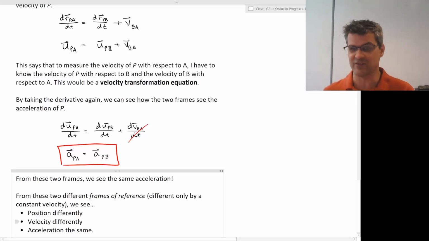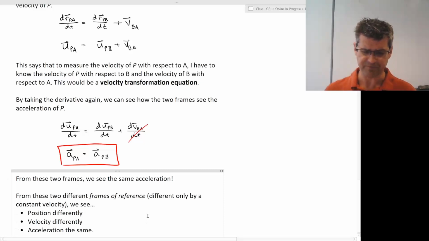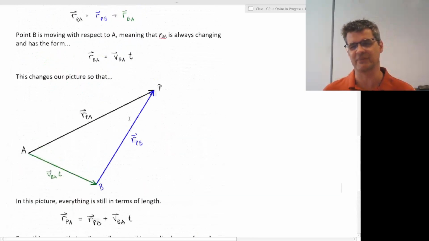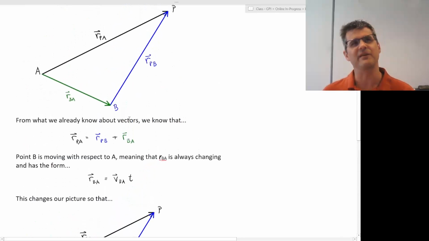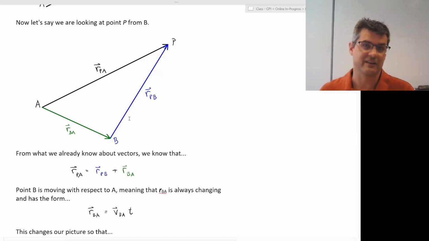We could disagree on what velocities are. That's totally fine. But we all have to agree that acceleration is the same. Acceleration is working the same way. There's way more details that go into this particular section that maybe don't relate to getting ready for an exam. This is the underpinning of relativity, how different observers see different things.